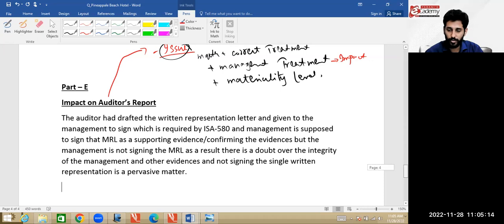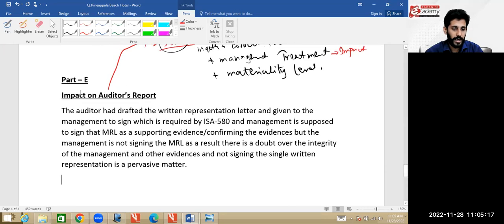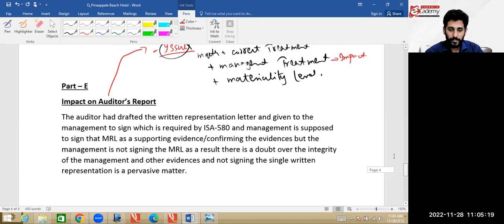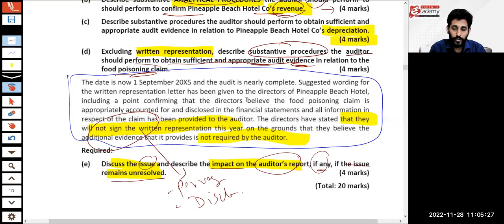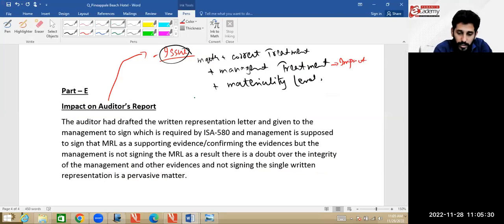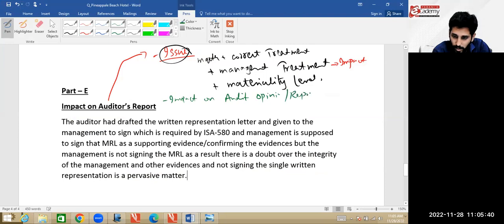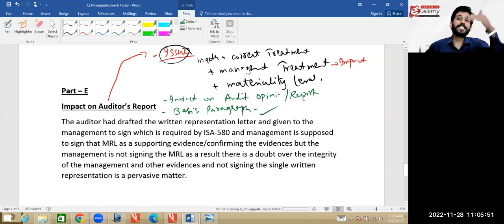I have written down the issue. Now, what should be the thing next? After writing the issue, you will have to write the impact on the audit opinion and report. Plus, you will be discussing the basis paragraph as well.